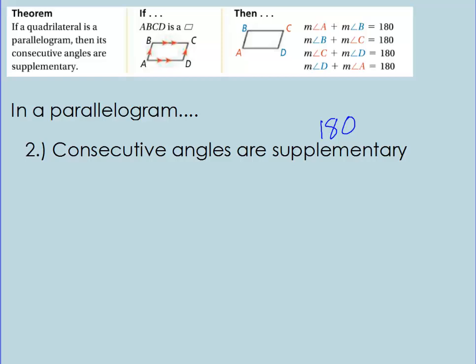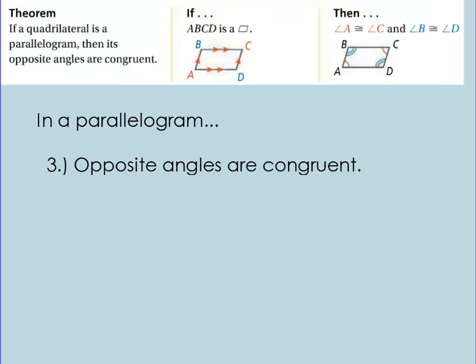All right, number three. In a parallelogram, opposite angles are congruent. When you say opposite angles, they're kind of the opposite corners of each other. So A and C are opposite angles, B and D are opposite angles in this. So they will be congruent. So B is congruent with D, angle A is congruent with angle C.